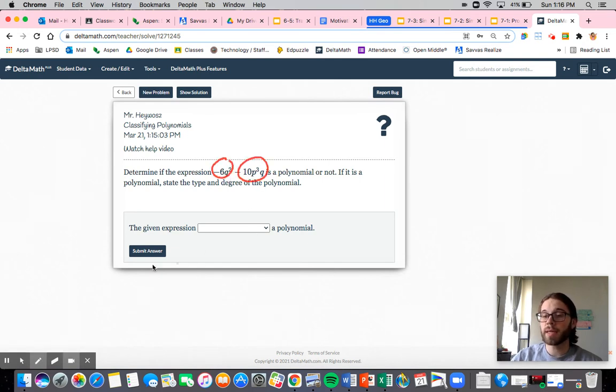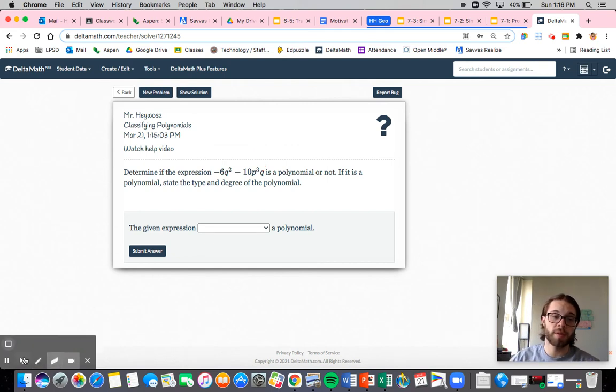The degree is the sum of the exponents of all variables in that term. So this term has degree 2 because there's only one variable here and it has 2. Remember, if nothing's written, it's 1. So it'd be 3 plus 1, which is 4. So the degree of that would be 4. The degree of the whole polynomial would be the degree of the largest term.